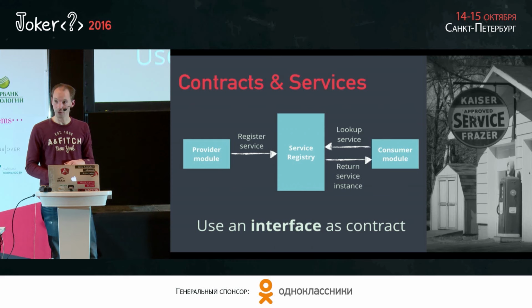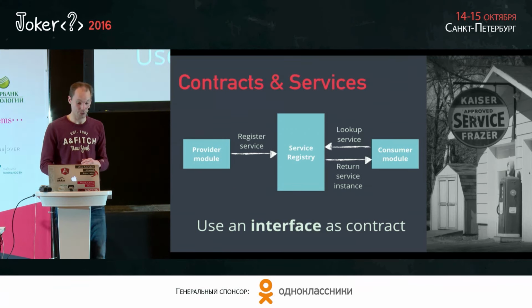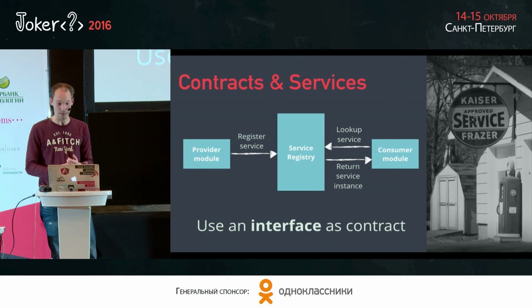And of course, like all problems in computer science, you can solve this by adding another layer of indirection. So that's also the solution that's taken here. And this new layer of indirection is called the service registry. And actually, it's a mechanism that has always been in Java for a long time already, using services and service loader. Only it gets a new life with the module system.